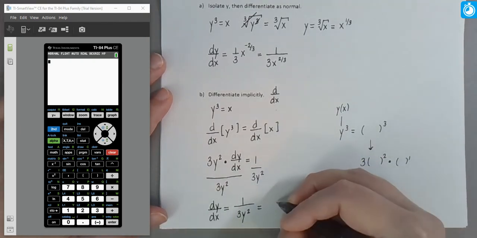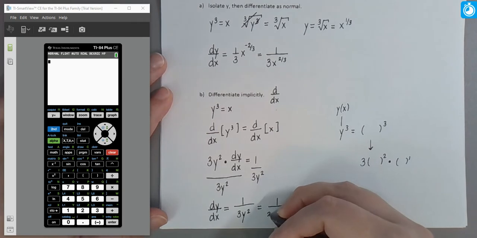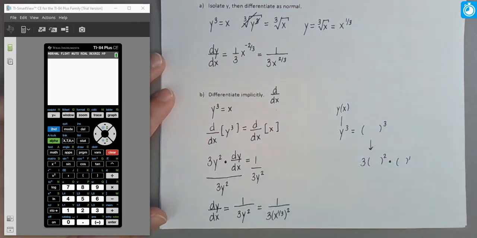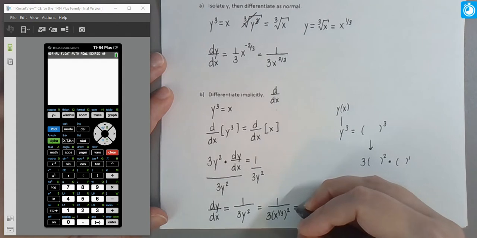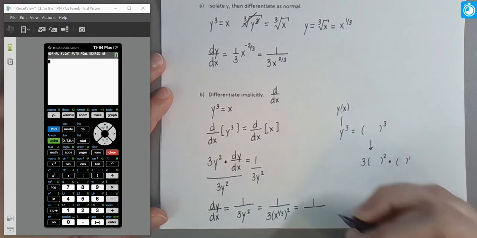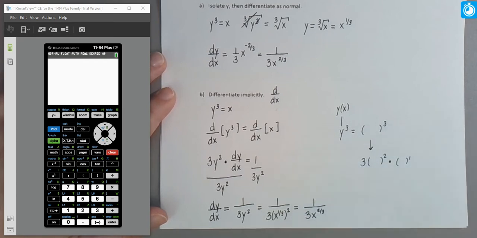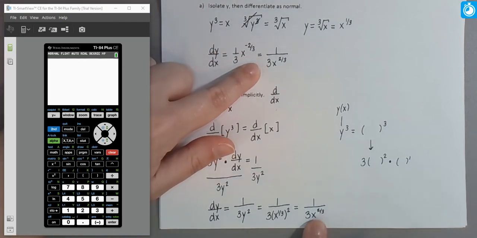If we were to substitute that into this expression, we plug in x to the 1/3 and we're squaring it. Anytime we raise a power to another power, we multiply those exponents together. So x to the 1/3 raised to the 2nd power, 1/3 times 2 is going to be 2/3. And so we end up with the same expression for the derivative.